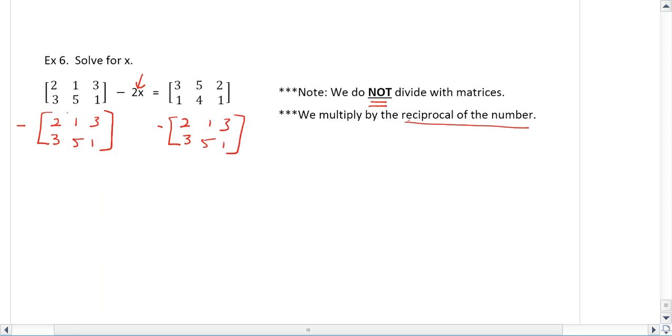So if we subtract over here, we have a matrix full of zeros, which is nothing, so we still have our negative 2x. Over here, 3 minus 2 is 1, 5 minus 1 is 4, 2 minus 3 is negative 1, 1 minus 3 is negative 2, 4 minus 5 is negative 1, and 1 minus 1 is 0.